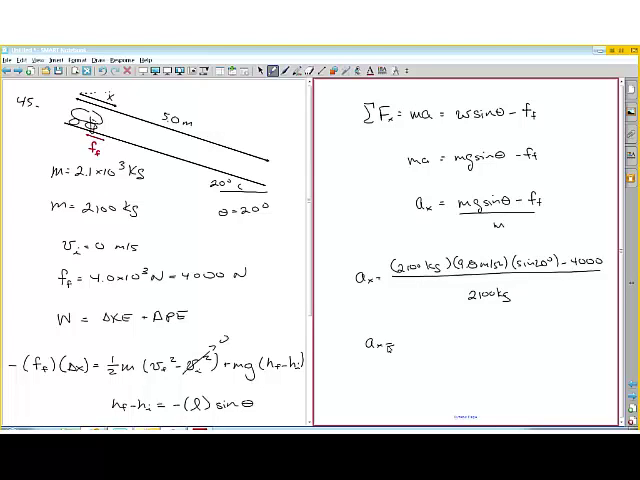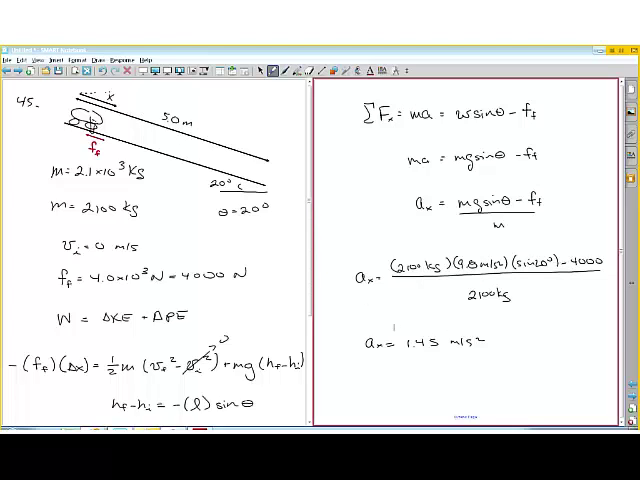Okay, so let's do 2,100 times 9.8 times the sine of 20. Make sure I'm in the right mode here. Yep. Okay, minus 4,000. That's 3,040 divided by 2,100. That's an acceleration of 1.45 meters per second squared. So it's accelerating down the hill.